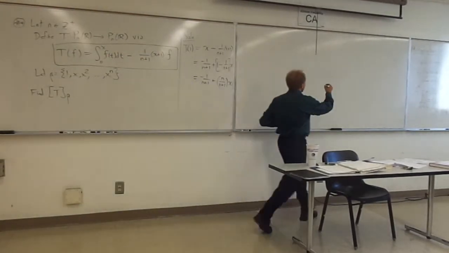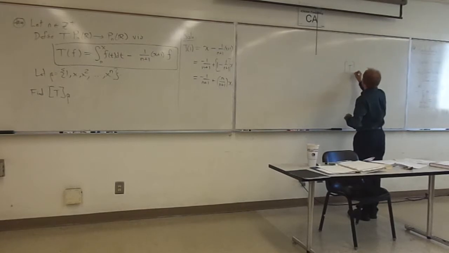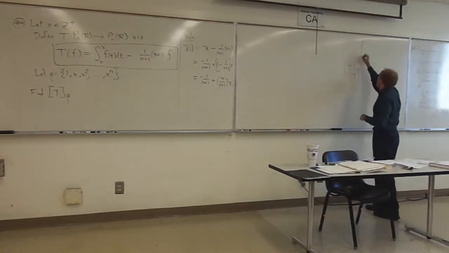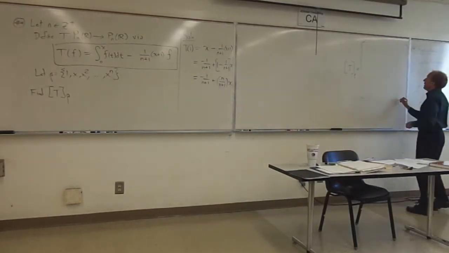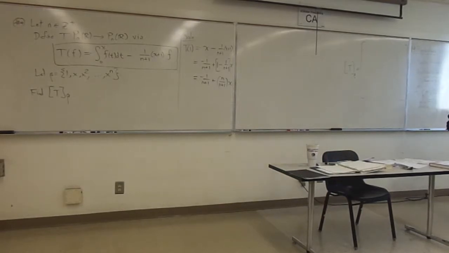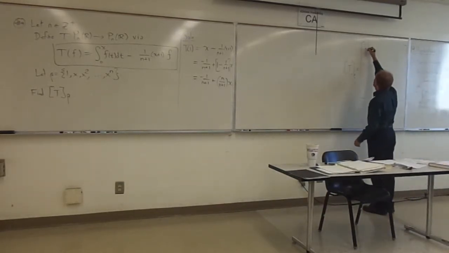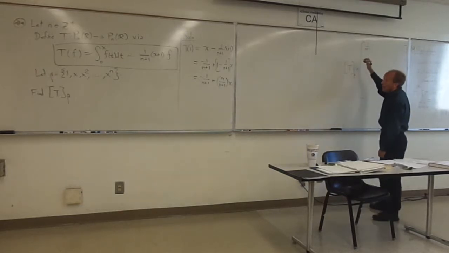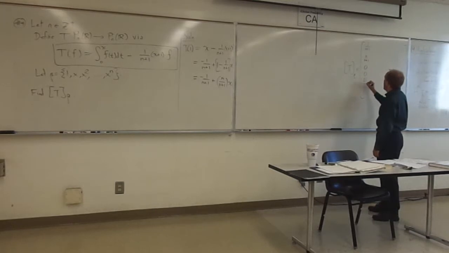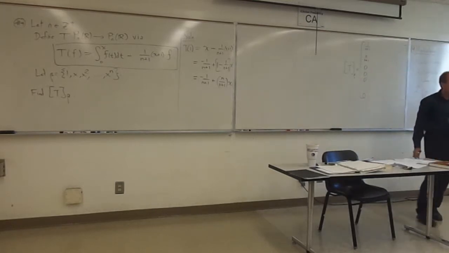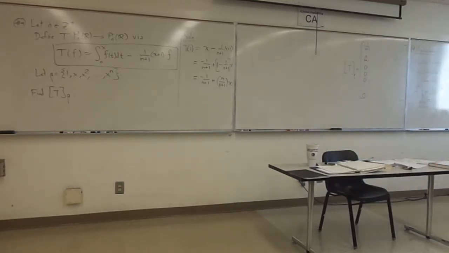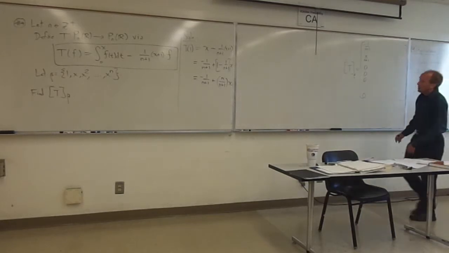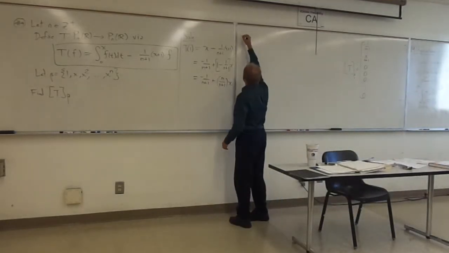So let me just give myself a lot of room over here. T with respect to beta. This is a large n plus 1 by n plus 1 matrix. But I now know the first column of it. I have a negative 1 over n plus 1. And I have an n over n plus 1. And then everything else below that is going to be zeros. Okay so far?